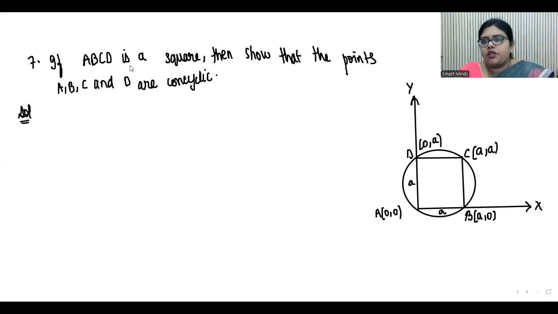Take the next question. If ABCD is a square, then show that the points A, B, C and D are concyclic. Concyclic means all the 4 points are lying on the circle. That we have to show.